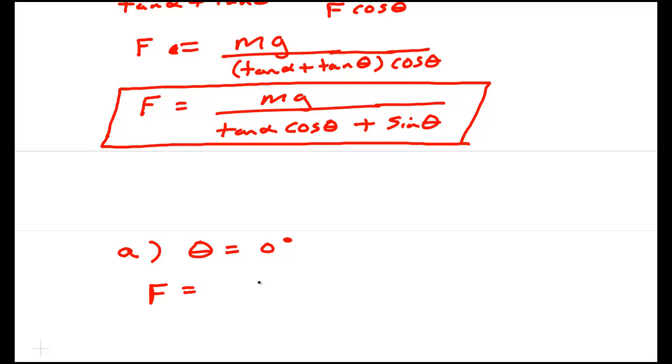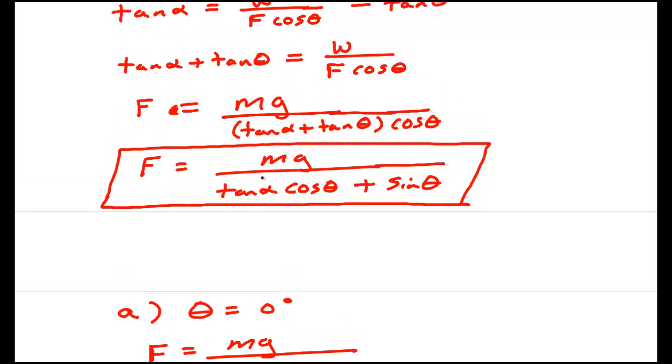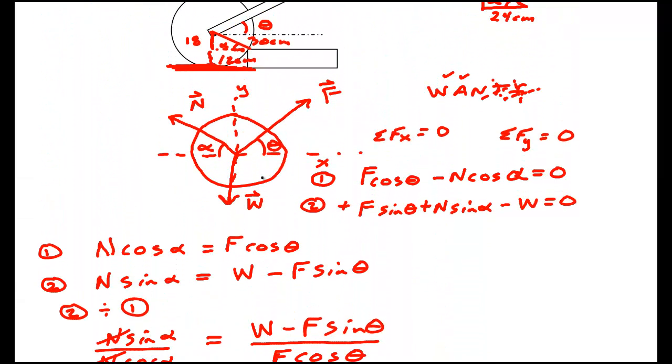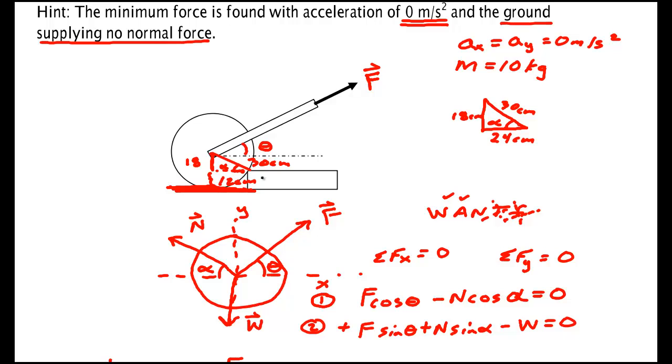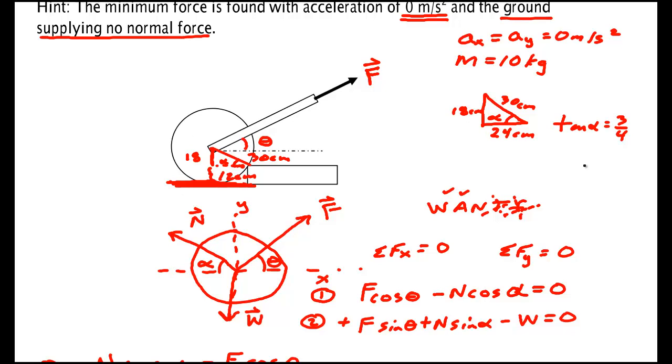So F would be equal to mg over the tan of alpha. Now I need to know the tan of alpha. Now it turns out tan of alpha is known. Let me go back and look at that for a second. Tan of alpha can be found from this triangle here. It's 18 over 24. So 18 over 24, that's 3/4. So the tan of alpha is 3/4. And it's set for all problems here.